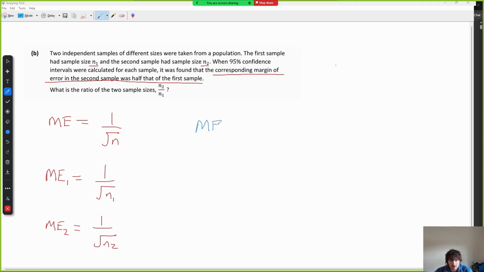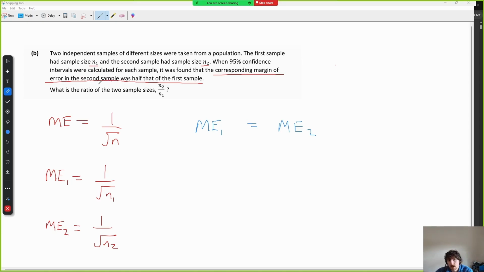Now one is bigger than the other one, okay? So at the minute this equal sign is a bit busted, it doesn't work. But we need to read the statement carefully. If one of them is half the other, one of them needs to be multiplied by 2 to be made equal. So we need to work out which one is smaller. The corresponding margin of error in the second sample was half that of the first sample.